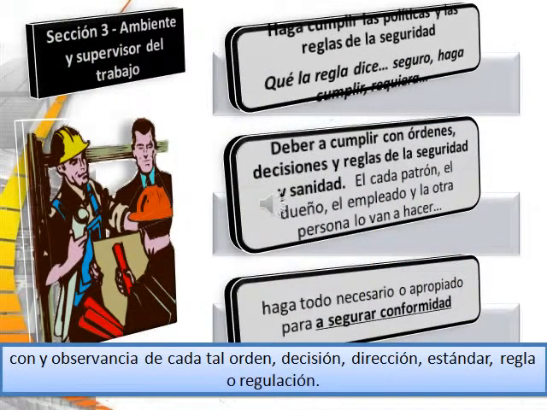Supervisors, of course, enforce safety policies and rules. What the rule says: secure, enforce, require. They have a duty to comply with safety and health orders, decisions, and rules. Every employer, owner, employee, and other person shall do everything necessary or proper in order to secure compliance with and in observance of every order, decision, direction, standard, rule, or regulation.